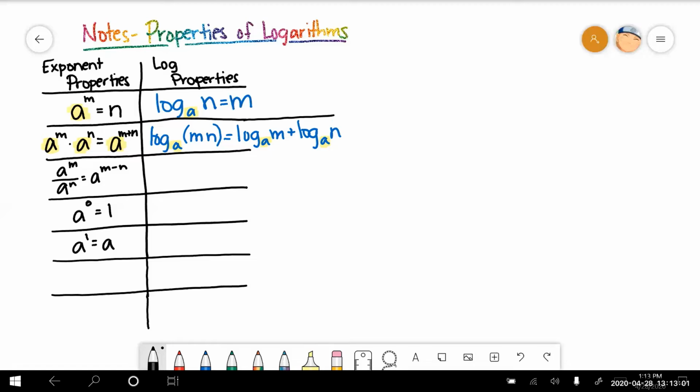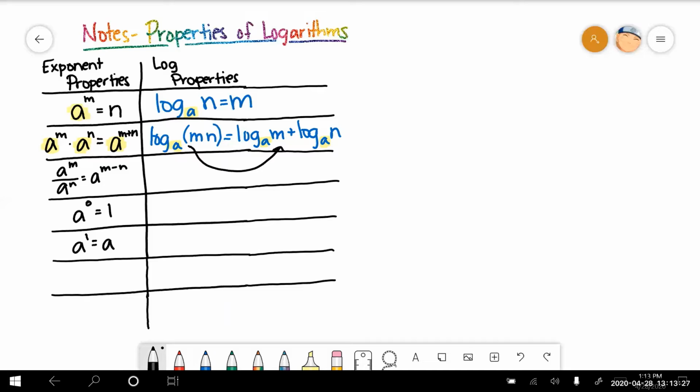So for exponent properties, we condensed it. For log properties, they kind of expand in a sense. And we might need that as we're working with problems moving forward. Also note that you can move backwards or forwards with these properties, meaning you can go from log base A of m times n to splitting them up, or you can start with addition and condense them. So be aware that you can use the properties either way.